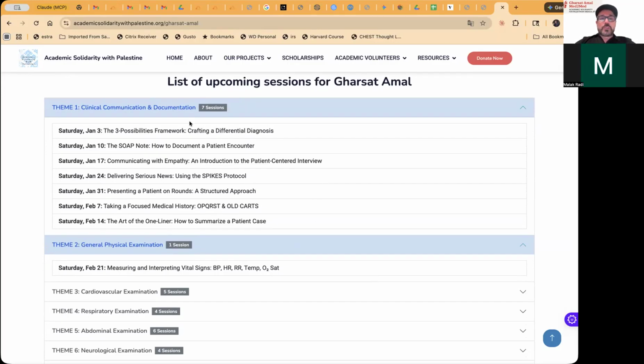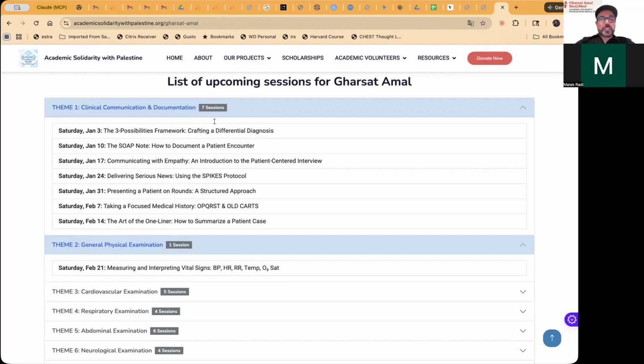We have done so far how to craft a differential diagnosis and how to do a SOAP note, subjective, objective, assessment, plan, for a patient encounter. We have started how to communicate with the patient. Then after that, how to deliver serious news to the patient. Then how to present a patient on rounds in a structured way. After that, we talked about how to take a focused medical history, depending on whether it is acute or chronic. And then last week, we did the art of the one-liner. So this is how to communicate and document.